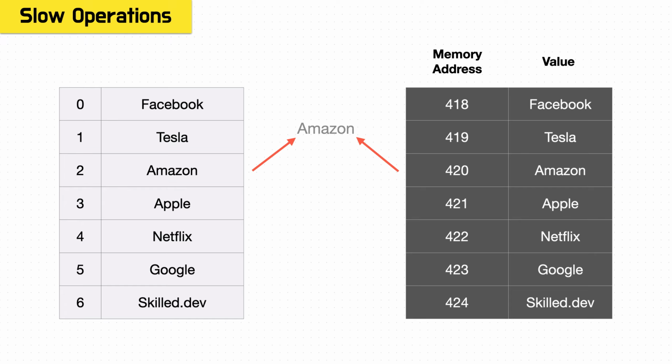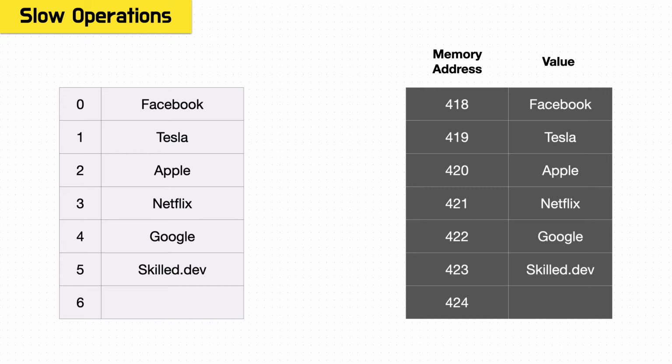Now let's remove Amazon at index 2 in the array. So we clear it from memory, but now we have this open slot, and our array must be continuously indexed and be stored continuously in memory. So we must decrement the index of all the items that came after it to maintain the indexing. And this corresponds to shifting all the items back one spot in memory.